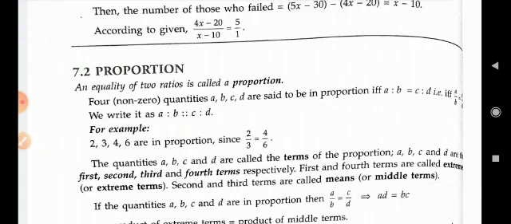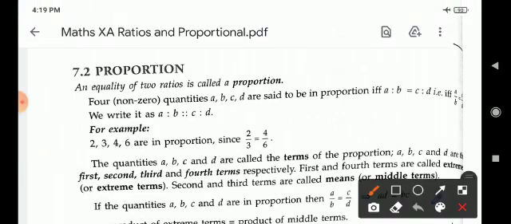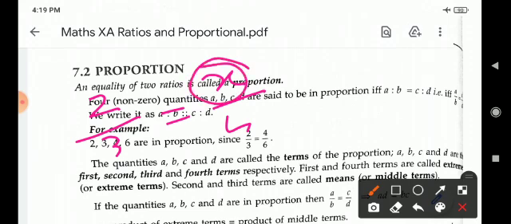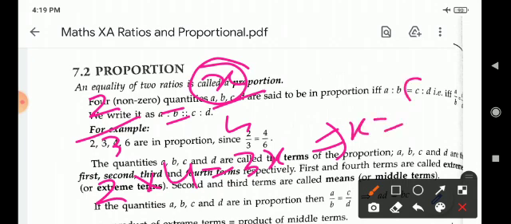We can also use cross product to find a missing term in our proportions. For example, 2 upon 3 equal to x upon 4. Find out the value of x by the help of cross multiplication. 2 into 4 equal to 3 into x. That is x equal to 8 upon 3. It is the new ratio.